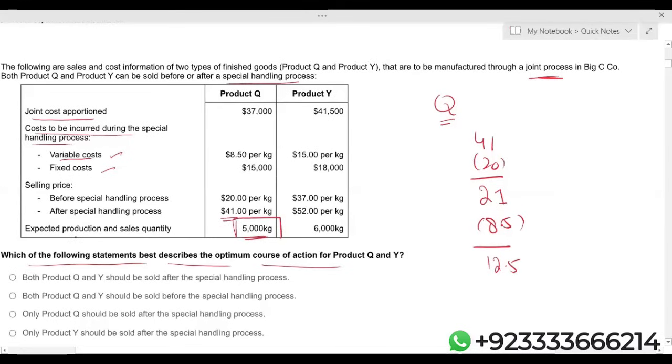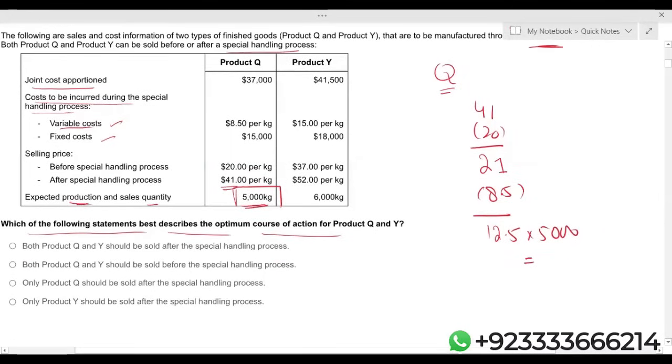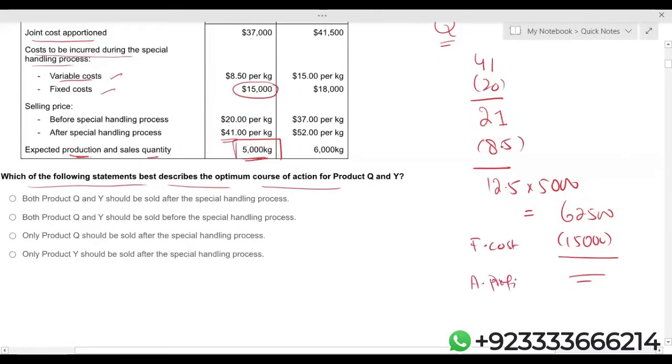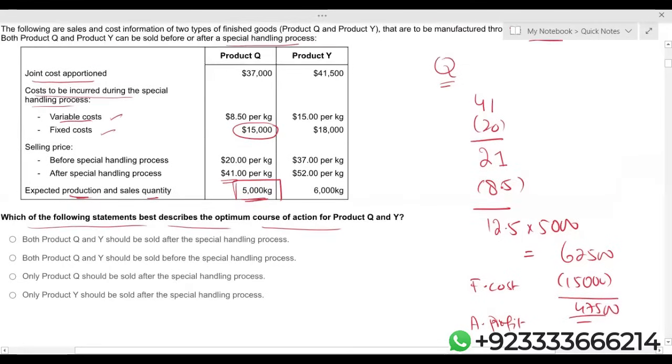So how many kgs will we be producing and selling? 5,000. Multiplying by 5,000 gives the additional contribution. I'm getting 62,500, which is my additional contribution. We have to bear the additional fixed cost, which is 15,000. So here comes the additional profit: 62,500 minus 15,000. I'm getting 47,500, which means that if we further process product Q, we'll have an additional profit of 47,500. So definitely we are going to further process product Q.